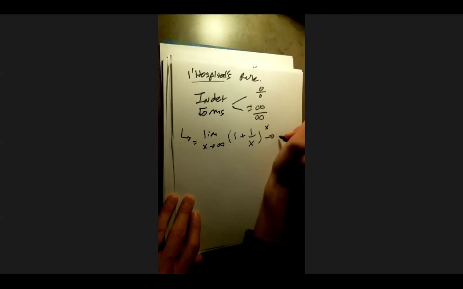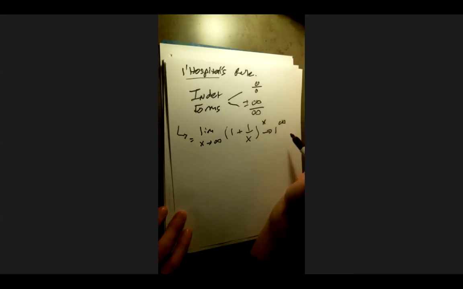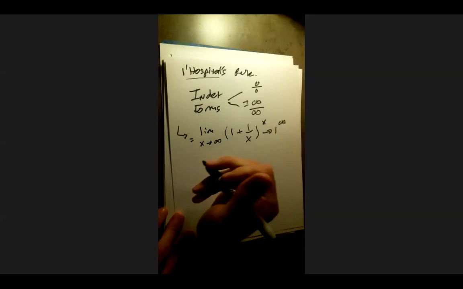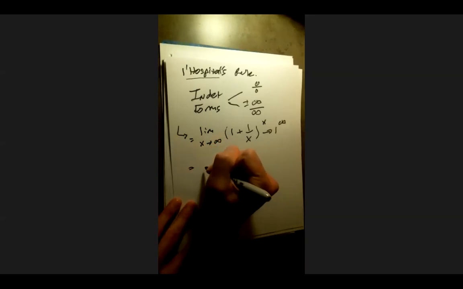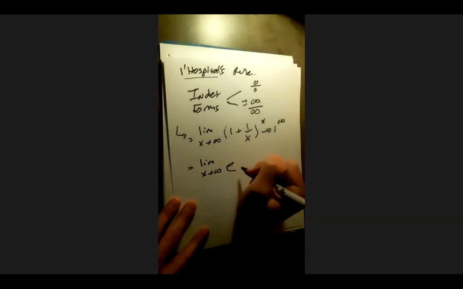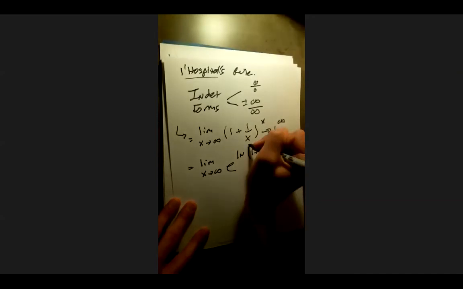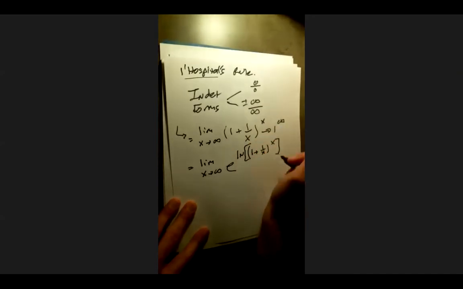This still approaches 1 to the infinity. So we're gonna have to be a little bit clever. Anytime you've got variables in the exponent, you should be thinking to yourself, maybe I can use logs. So this would be equal to the limit as x approaches infinity of e to the ln of (1 plus 1 over x) to the x, like that.